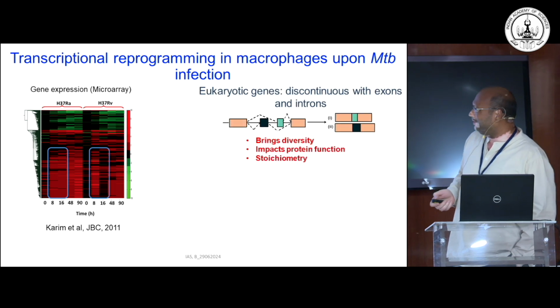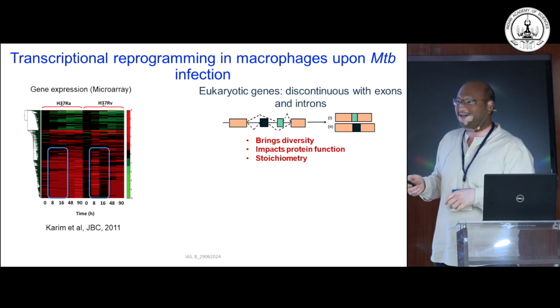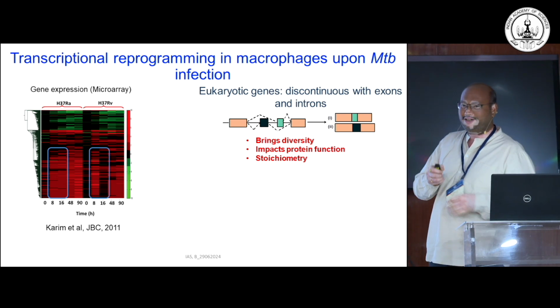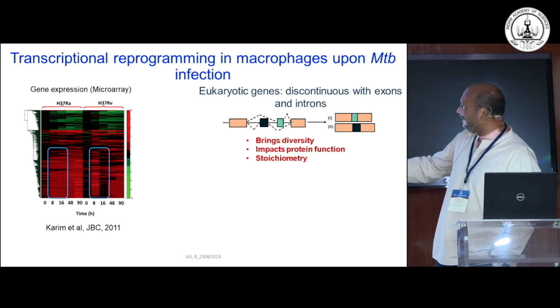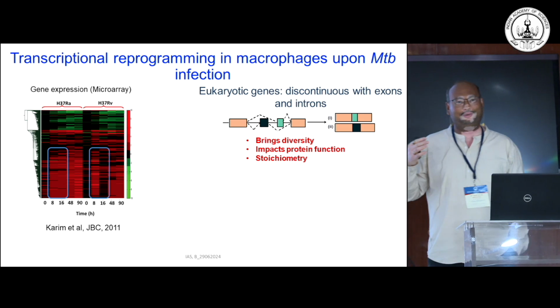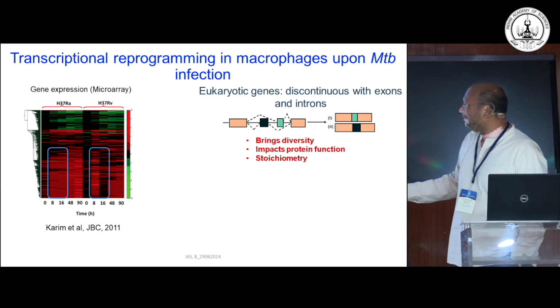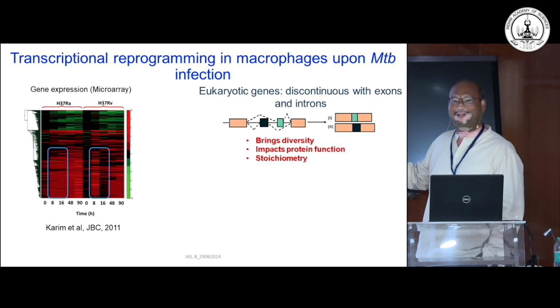Why is a clean picture required? Because eukaryotic genes are actually discontinuous in nature. When I say discontinuous, the coding regions are interrupted by non-coding regions, which are shown here as lines, and then they are stitched together in the process of transcription through a process called RNA splicing. So these are stitched together to form the functional messenger RNA, which forms the protein.